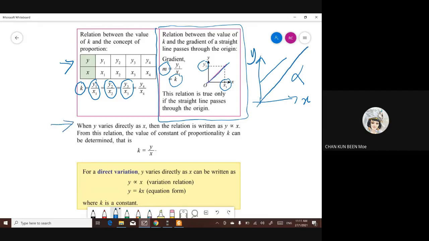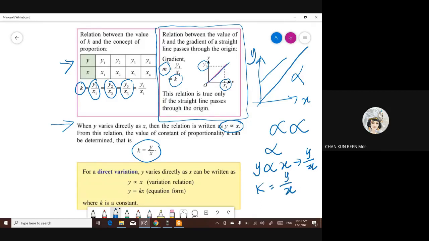Okay, now we look at this. When y varies directly as x, then the relation is written as y varies directly as x. You remember the symbol? It is something like this. Okay, we got to practice it. I also cannot draw very nice. From this relation, the value of constant of proportionality, k, can be determined. That is k equal to y over x. So you remember this, when you are given y varies directly as x, then because they are constant, you write it down in the form of y over x. They are constant, right? k is equal to y over x, right? Therefore, you can just remember this part here.